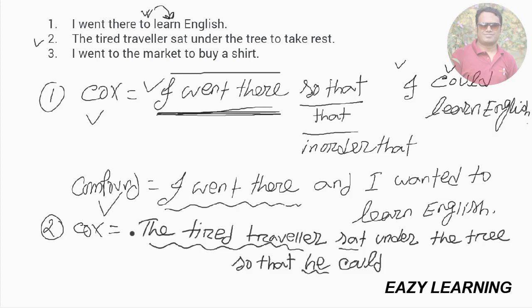So that he could. Then I have to write verb 1, that means present form. What is the verb? So dear students, follow it. After 2 you will get the verb present form, take. So you have to write here: so that he could take rest. Extension. So dear students, I hope that you have realized how you will change complex sentence and compound sentence.